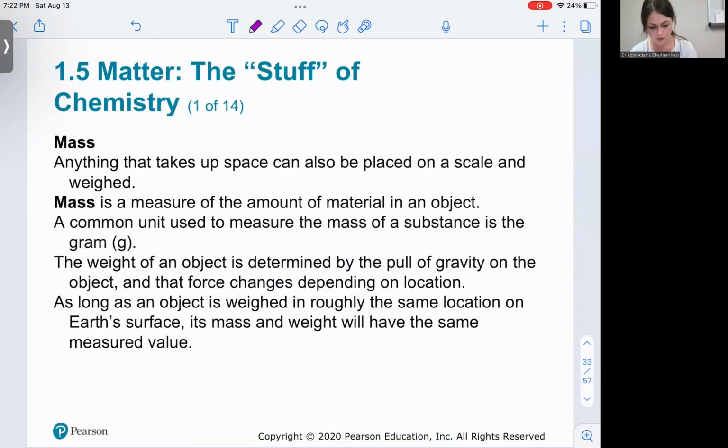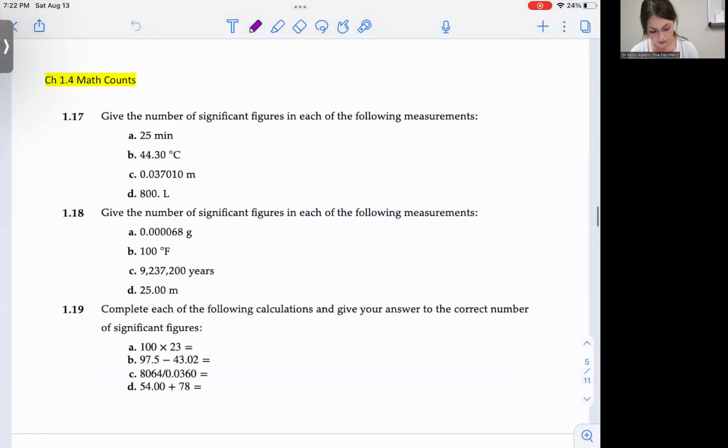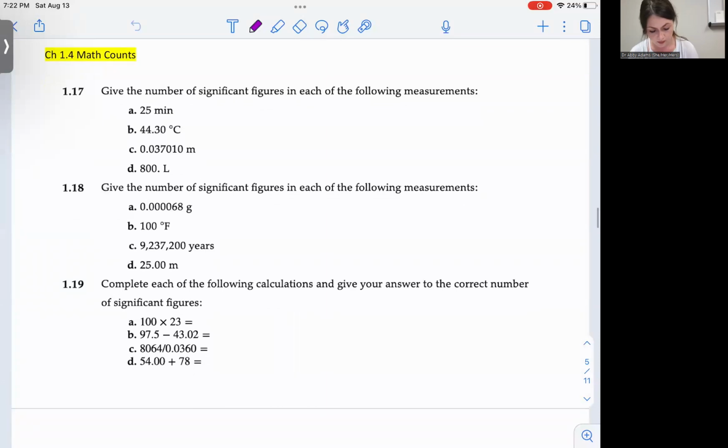1.5 is for the next video, and we're going to work some of the in-class problems, the pre-lecture problems, and you're going to do the even problems in class.